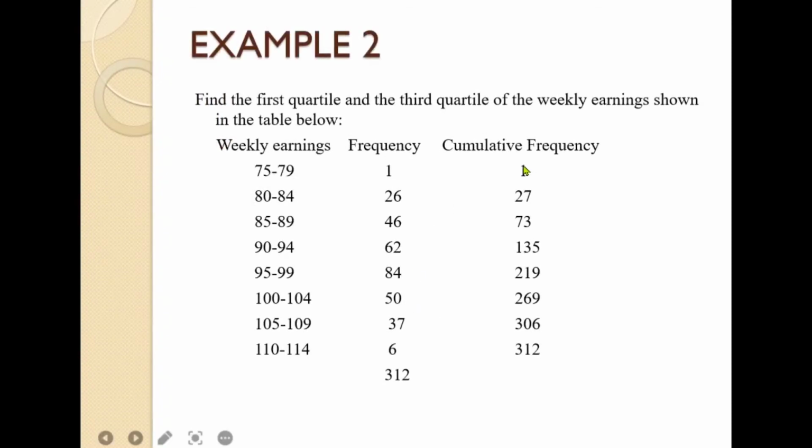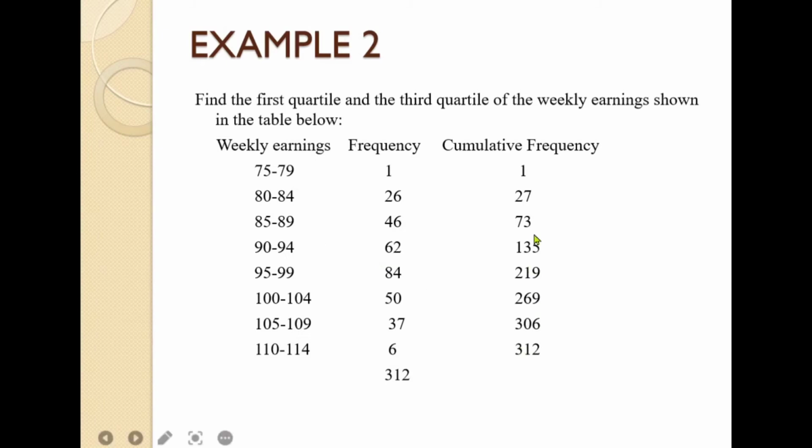Now, it is assumed that the highest value here is 1. This is assumed to range from 1.1 to 27.0. This ranges from 27.1 to 73. This is 73.1 to 135. This is 135.1 to 219. So the maximum value here is 219. This ranges from 219.1 to 269. This is from 269.1 to 306. And this ranges from 306.1 to 312. So the question is where the 78th position lies.